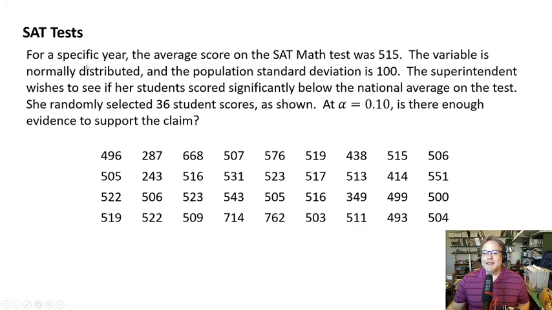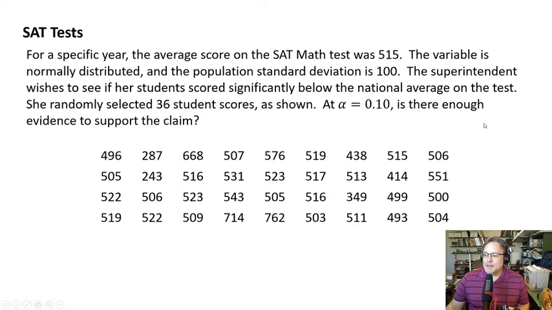Here's another example here. SAT tests. For a specific year, the average score on the SAT math test was 515. The variable is normally distributed. Oh, there's our z-test coming up here. So the population standard deviation is 100. The superintendent wishes to see if her students scored significantly below the national average on the test. So she randomly selected 36 student scores, and here they are. We're using this level of significance, so 0.10. Is there enough evidence to support the claim that the students didn't do as well as the national average?